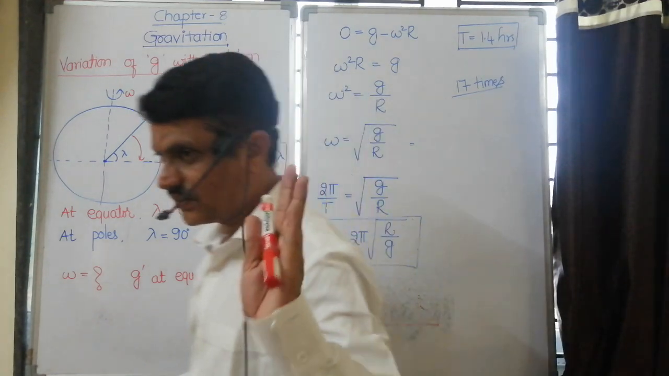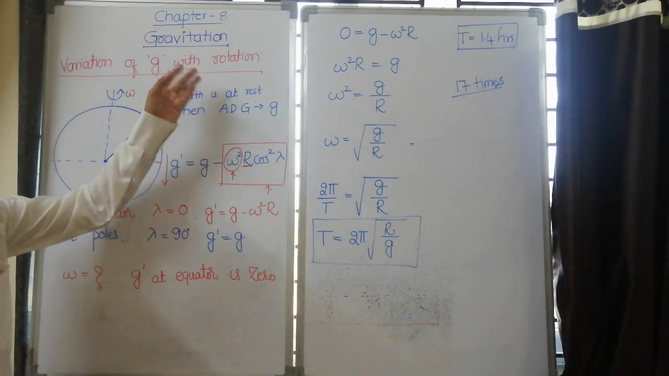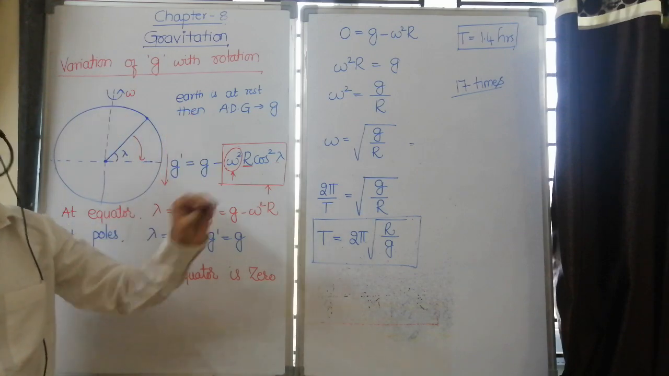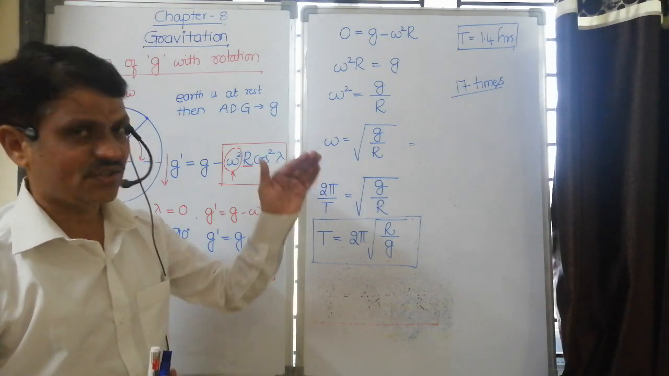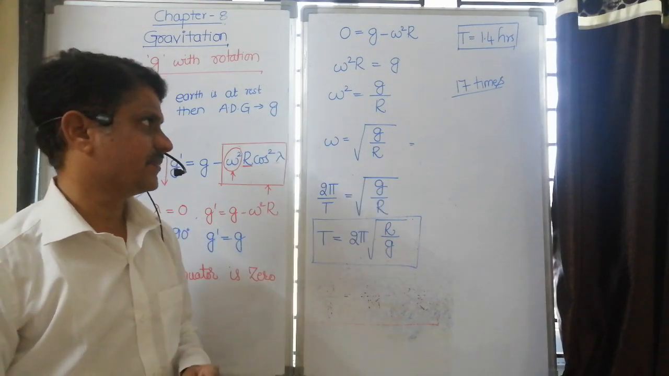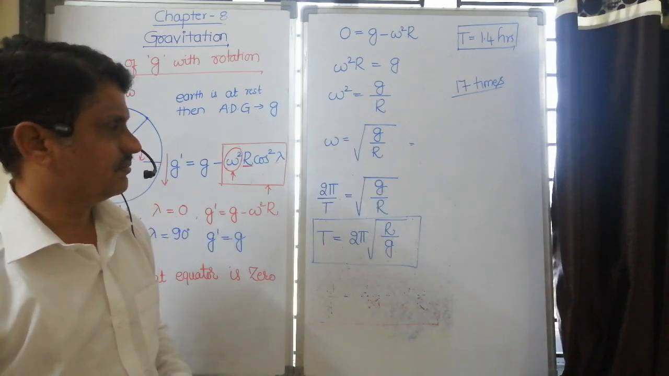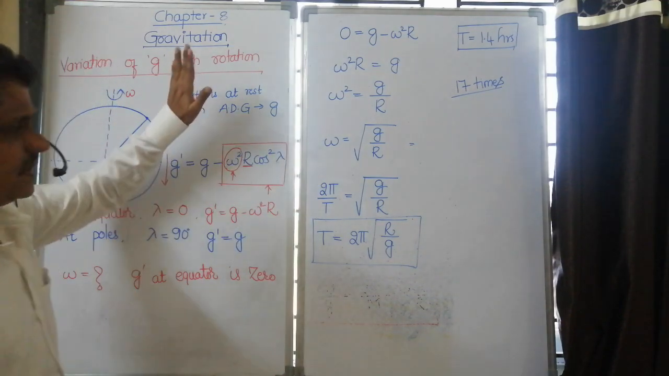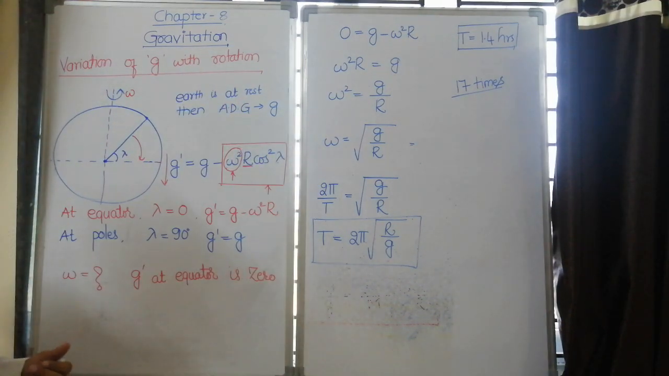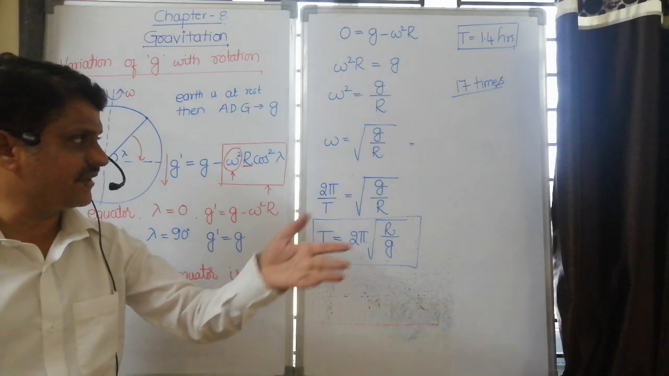This completes our variation of g concept. g not only varies with rotation but also varies with local factors, that is, whether the locality is a hill station or valley, and also the availability of materials there. But that is not important here. So this is our variation of g with rotation. Now we will go for gravitational field.